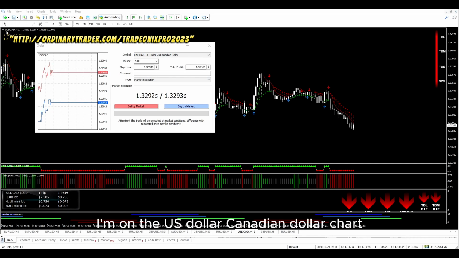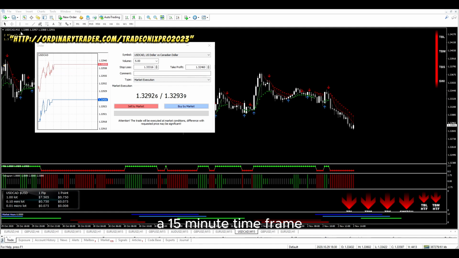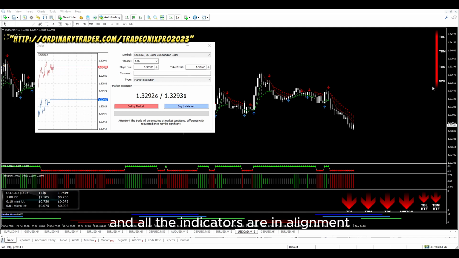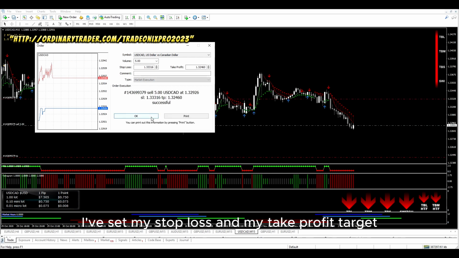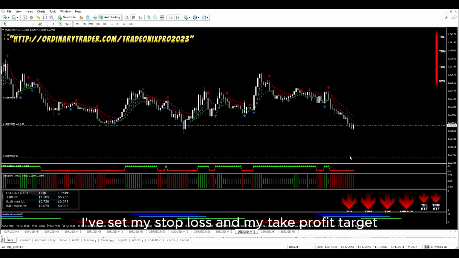I'm on the US dollar, Canadian dollar chart, 15-minute time frame, and all the indicators are in alignment, signaling a sell trade. I'm going to enter that trade now. I've set my stop loss and my take profit target, and we're going to wait for this trade to play out. So I'll be back later to see the progress.